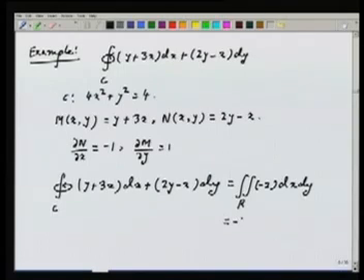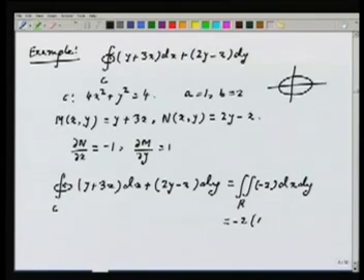That is minus 2 times the area bounded by an ellipse of this form. If I look at the ellipse, x squared by a squared plus y squared by b squared equals 1, then we know that the area of that ellipse is pi ab. So in this case, a equals 1, b equals 2. So the area is pi into 2. So the answer is minus 4 pi.